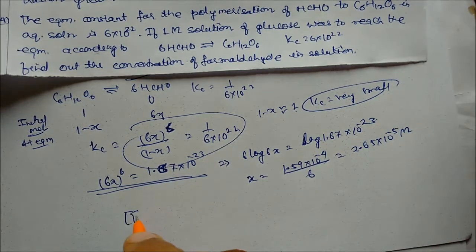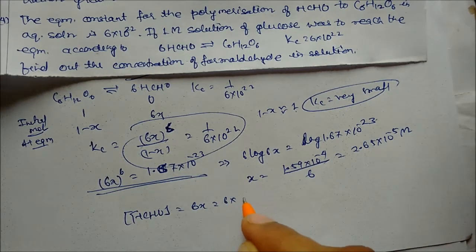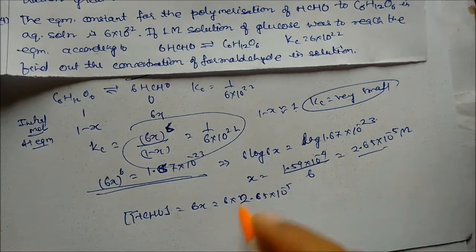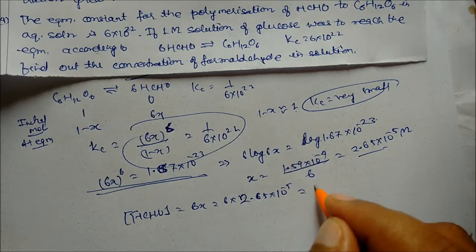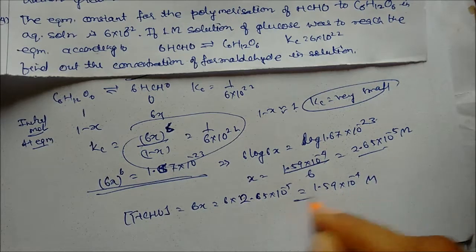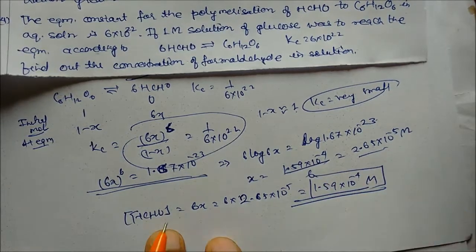So here formaldehyde is nothing but 6x, which is equal to 6 into 2.65 into 10 to the power minus 5. So the concentration of formaldehyde, multiplied by 6, we will get the answer 1.59 into 10 to the power minus 4 molarity. So this is our answer.